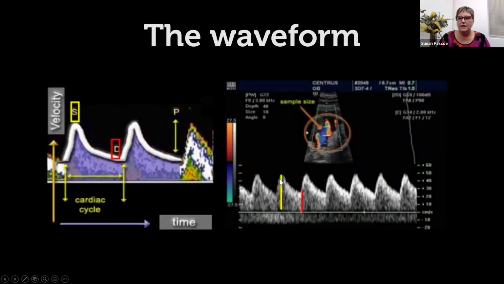So when we take that measurement, we take the peak systolic flow here and the end diastolic and plug that into the machine. The pulsatility index requires that you trace the line from peak systolic to end diastolic to map out the time averaged velocity.